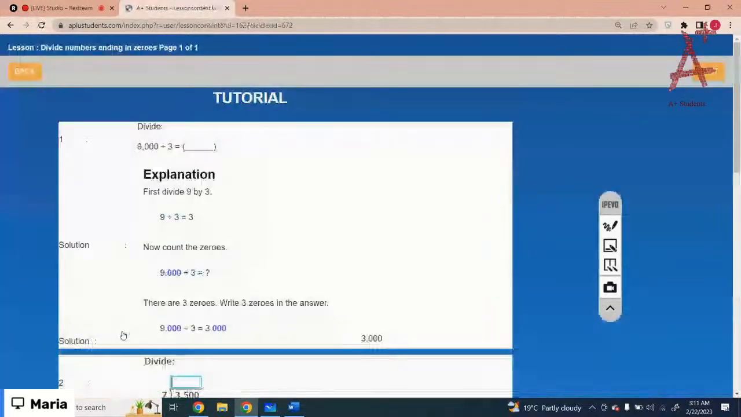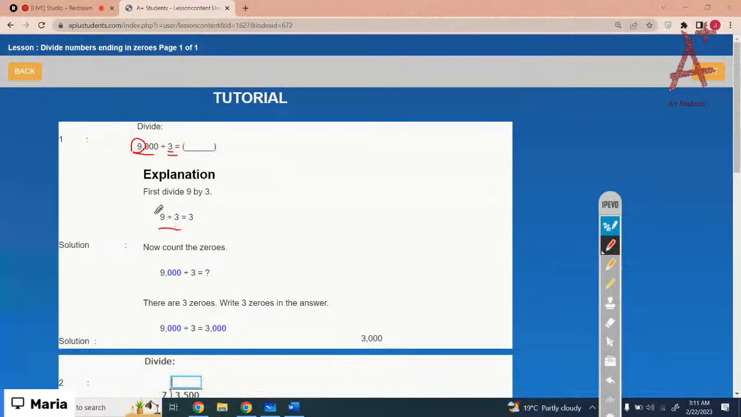So dividing numbers ending with zeros is very easy. You just have to divide the non-zero values, like here you have 9,000 divided by 3. Just divide the non-zero value. The non-zero value is 9 divided by 3. So 3 times what number is 9? 3 times 3 is 9.